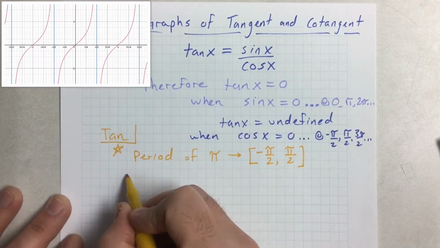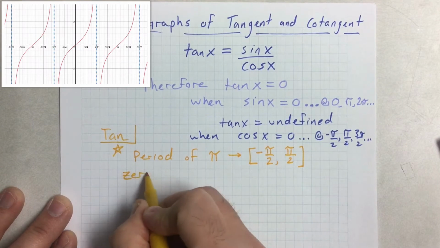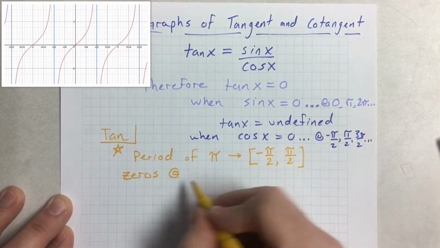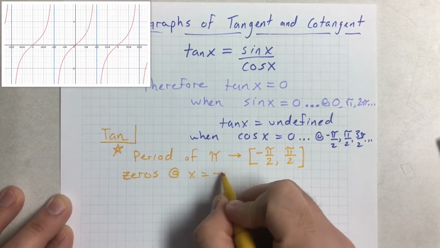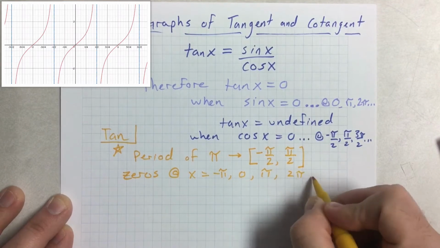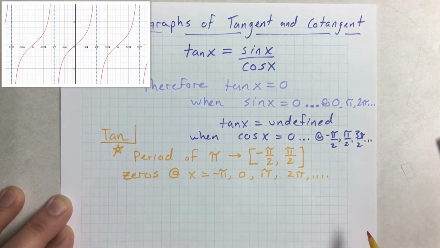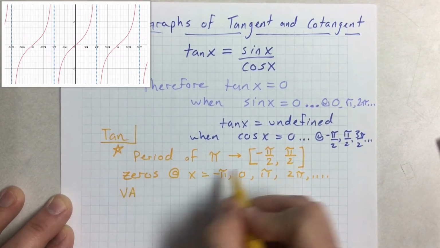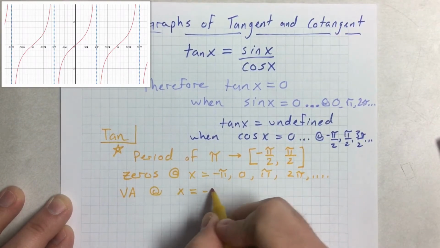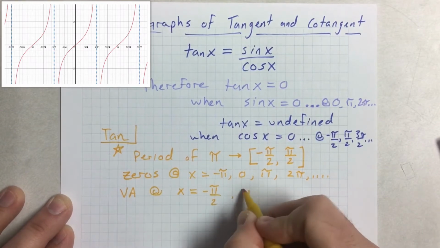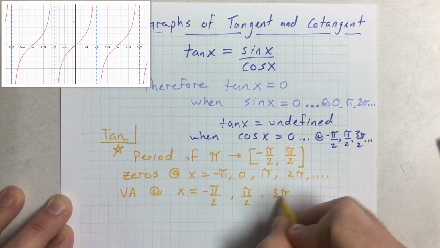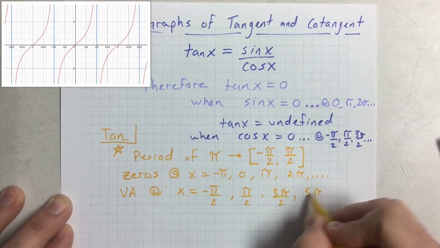So also looking at the graph on the screen, we see that the zeros of the graph, or the x-intercepts, are located, as we already should know, at x equals negative pi, 0, pi, 2 pi, and so on. And then we see on the video, as we've already written down, that we have vertical asymptotes located at x equals negative pi over 2, pi over 2, 3 pi over 2, 5 pi over 2, and so on.